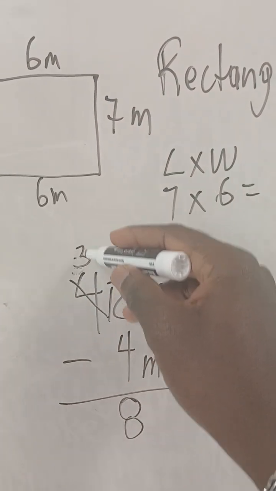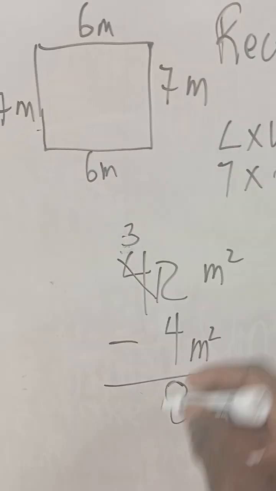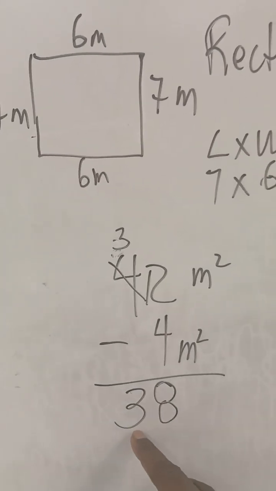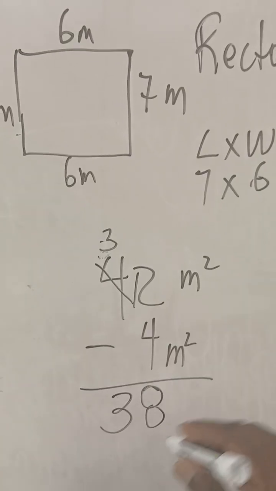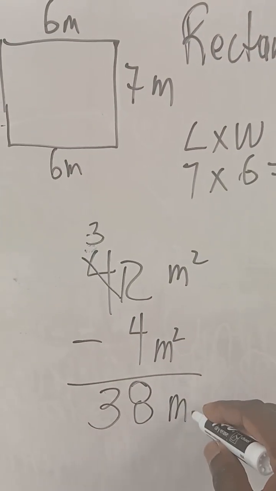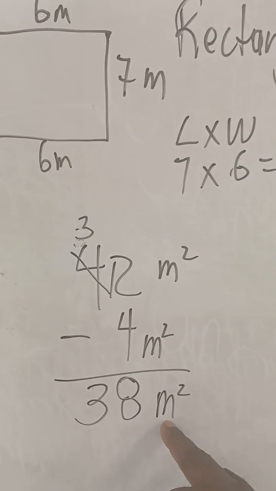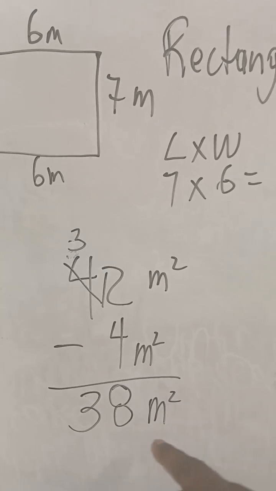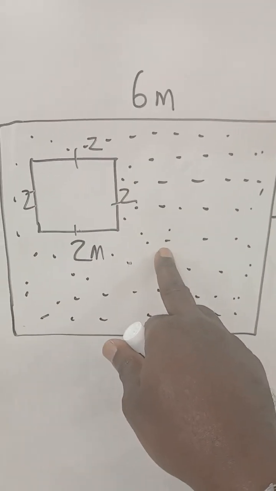So we have to bring down this 3 now. The value of this 3 is 30, right? So we bring it down. So we have 38, which is 3 tens and 8 ones. Right? So it's 38. And we put back the unit of measurement, which is meters square. Whenever you find an area, it is always the unit squared. And so this shaded portion here is going to be 38.